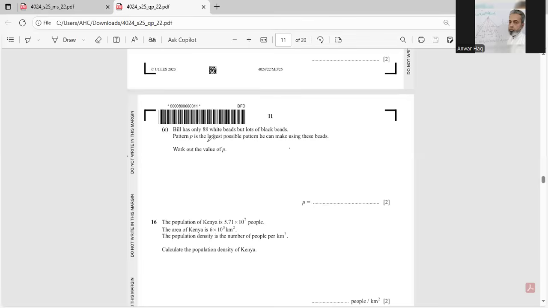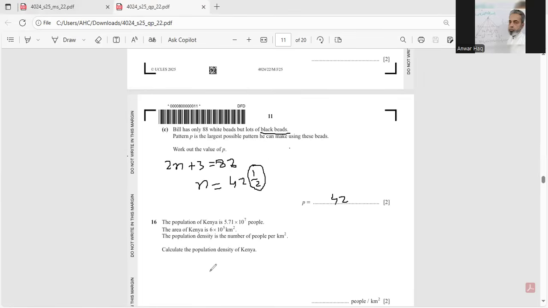C part of the question. Bill has only 88 beads. So we have calculated nth pattern of this white, that is 2n plus 3 is equals to 88. So n is equals to 42 whole 1 by 2. So n is equals to 42, and this half is for black beads.